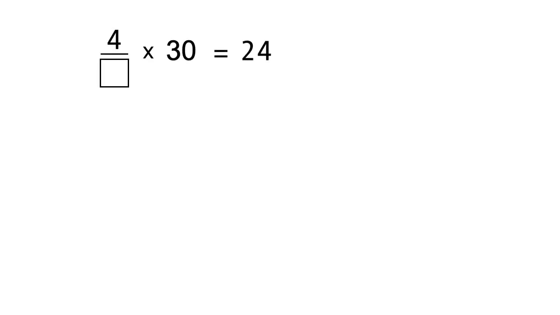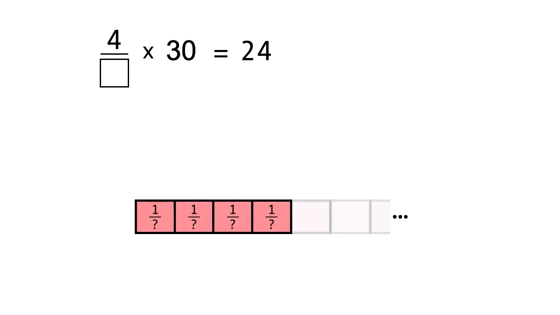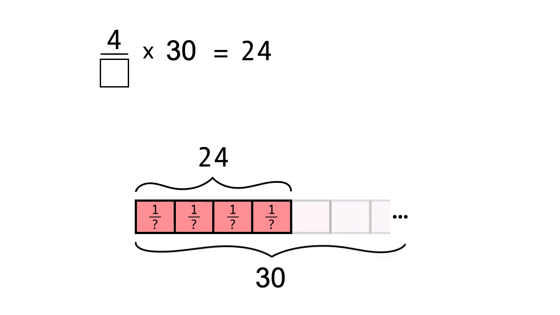Moving up another gear, we've got 4 over something times 30 equals 24. Now here, it's a little bit trickier because we don't know how big the parts are. Are they fifths? Are they sixths? Are they sevenths? We don't know. But what we do know is that 4 of them are equal to 24. And the whole bar, however many pieces that contains, is going to equal 30.